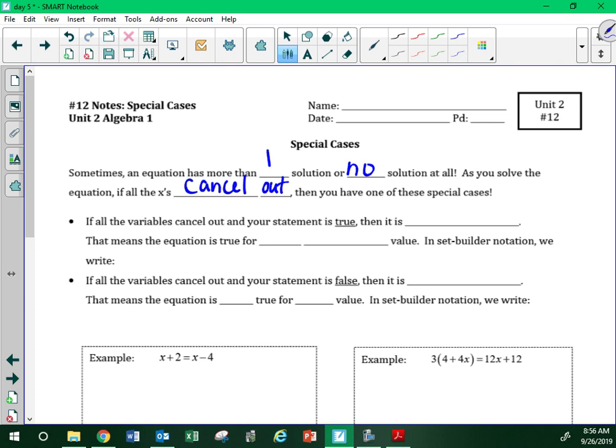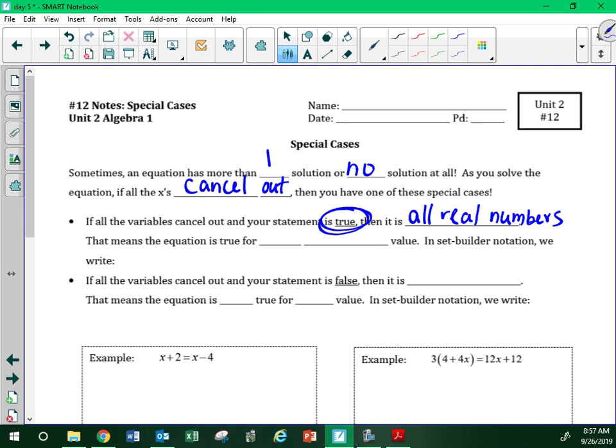So if all the variables cancel out and your statement is true, put a circle around that word true, then your answer is all real numbers. How do you know what that is? It's just like the different classifications of numbers, like irrational, rational. We operate in the real number system, so we don't deal with imaginary numbers until you get to Algebra 2.